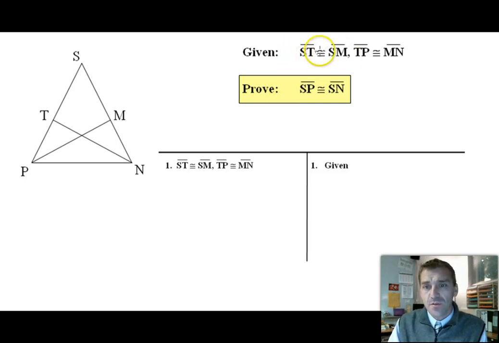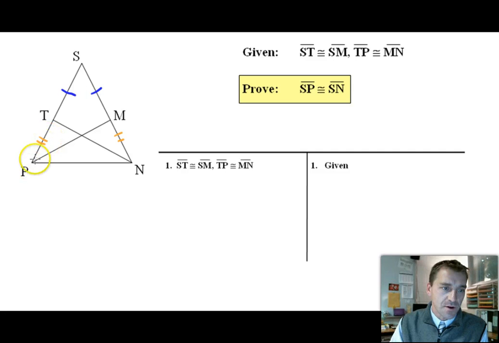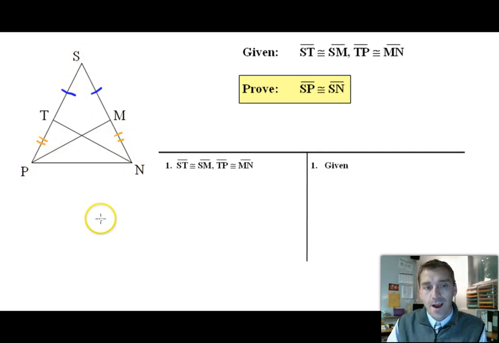So let's say that we know this. ST and SM are congruent. So I'll put a tick mark on ST, a tick mark on SM. And let's say that we also know that TP and MN are congruent, those segments. So that's this and this. And what we're concluding over here is that SP, this whole entire segment, is congruent to SN. Wow. Well, how can we do that?